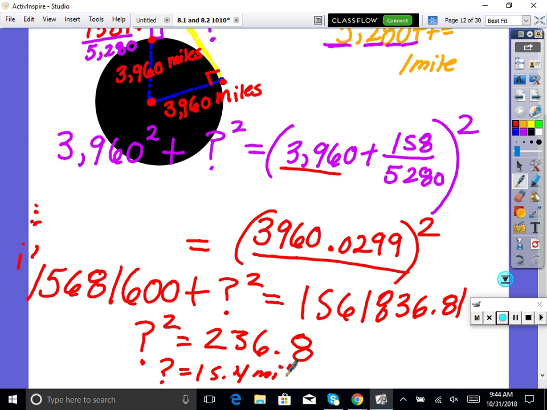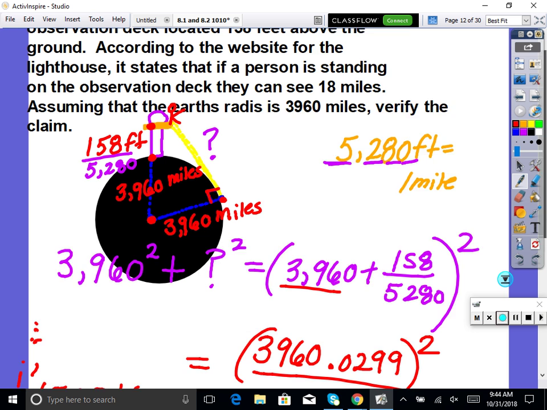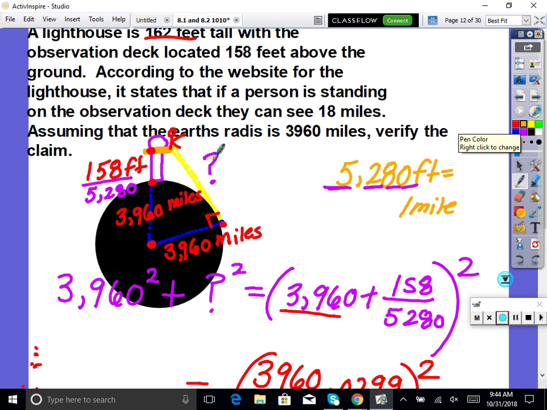Can they actually see 18 miles out? No. The website was lying. No one cares, but we'll jump through the hoop that they want us to jump through. I get that. Neither do I. But we have to do story problems, so it is what it is, okay? But it wasn't that bad, right? It was just Pythagorean Theorem.